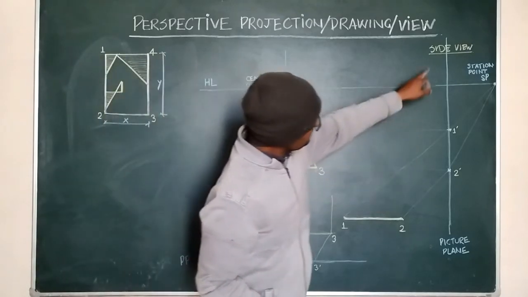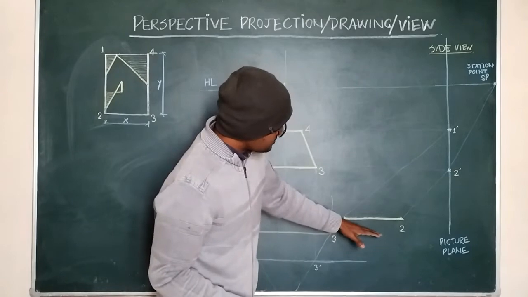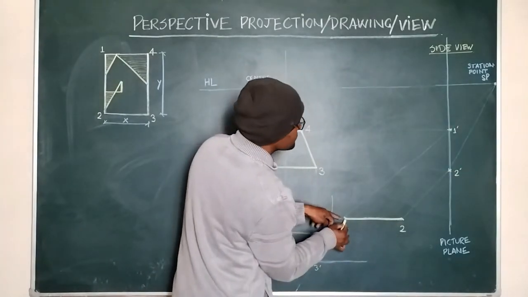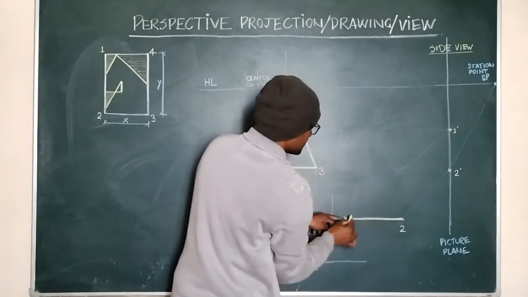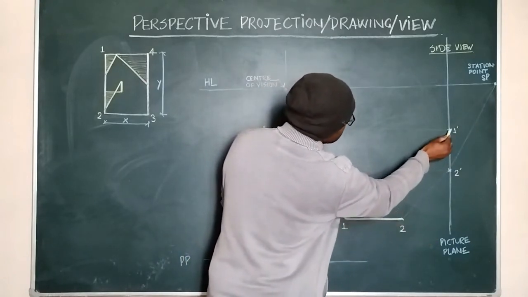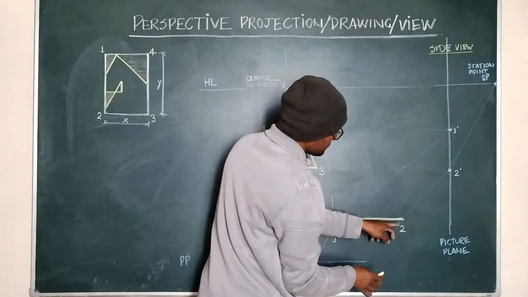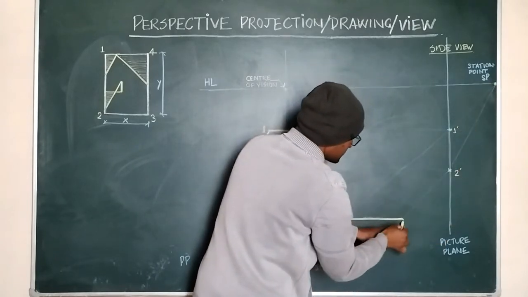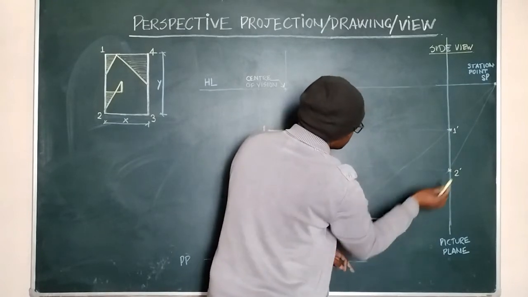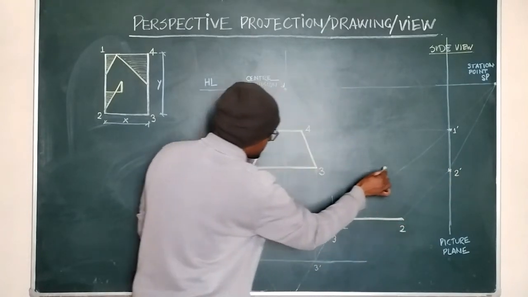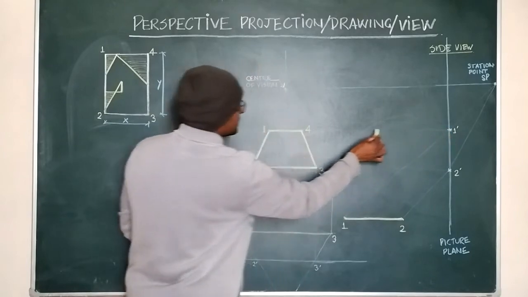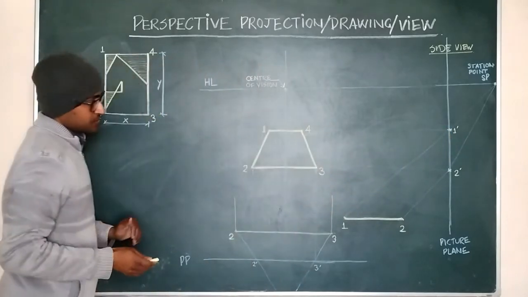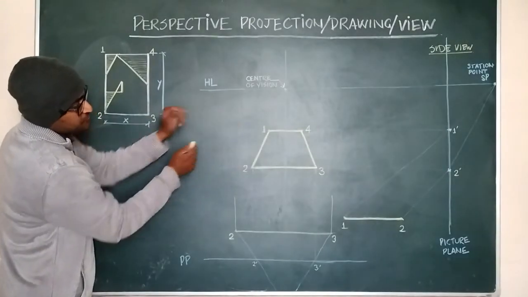Now let's see, this is the picture plane, here is the object, this is the station point. I can draw the line from point number 1 to the station point. It cuts the picture plane somewhere here. Again from point 2 to the station point, it intersects this line here. Now I can project the line like this and like this. So I can get the height of the object or the height of the perspective view.